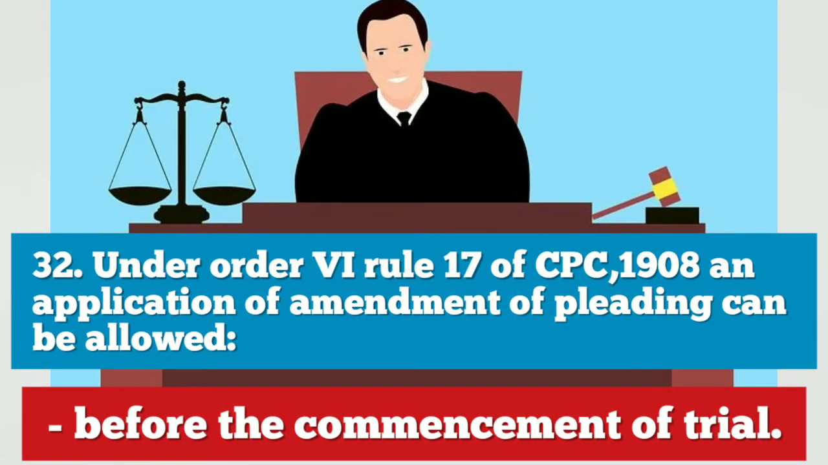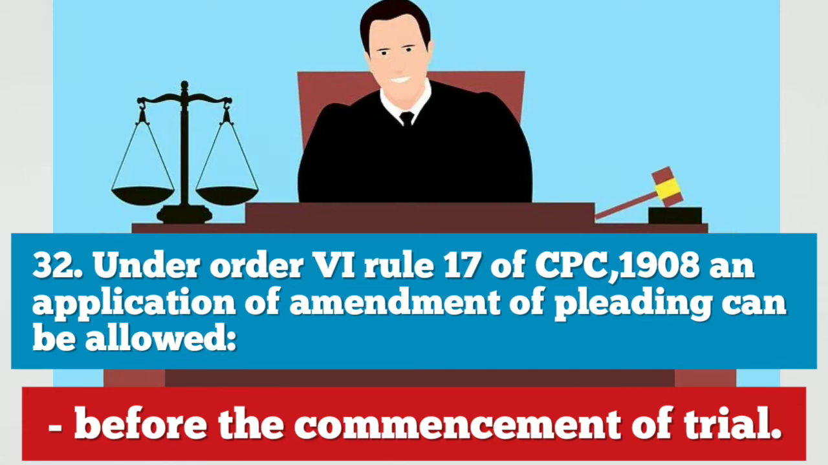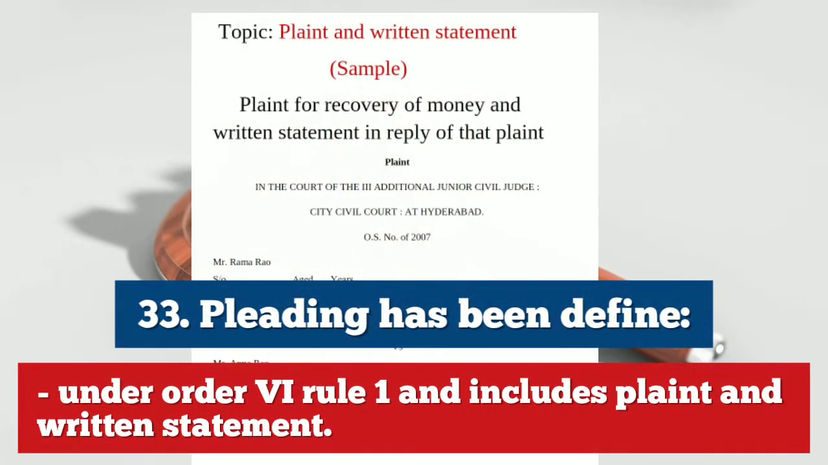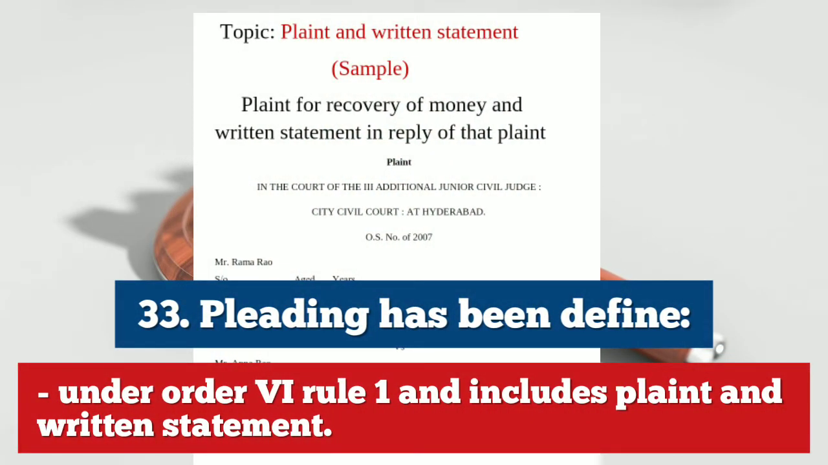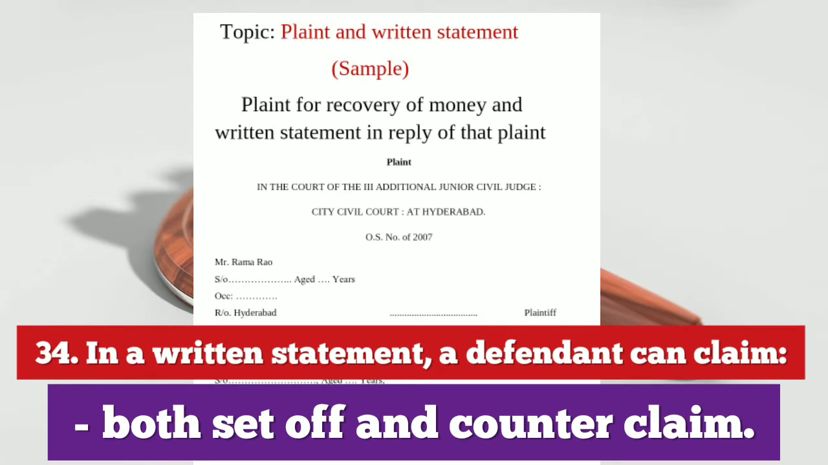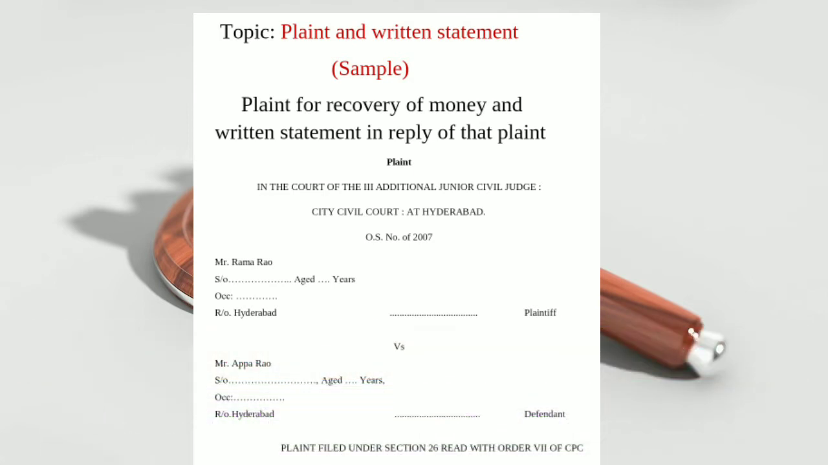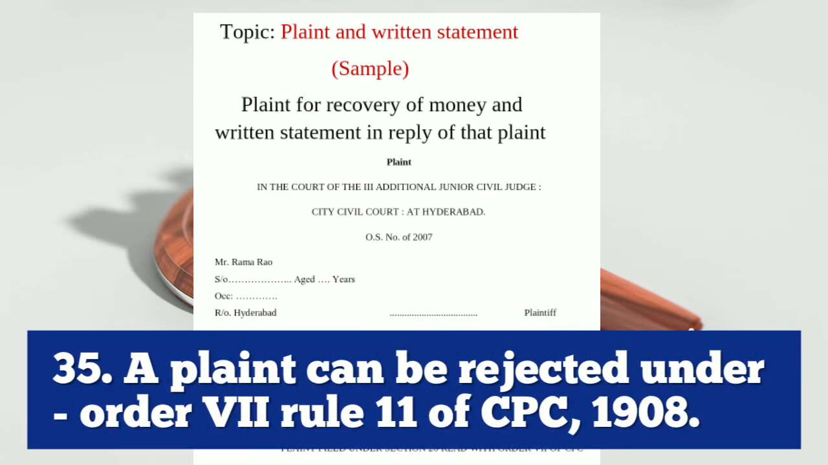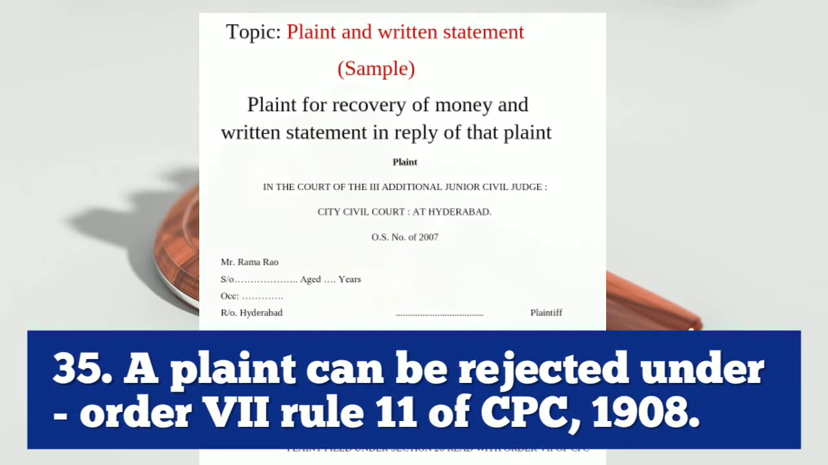Question 32. Under Order 6, Rule 17 of CPC, an application for an amendment of pleadings can be allowed before the commencement of trial. Question 33. Pleading has been defined under Order 6, Rule 1 and includes plaint and written statement. Question 34. In a written statement, a defendant can claim both set-off and counterclaim. Question 35. A plaint can be rejected under Order 7, Rule 11.